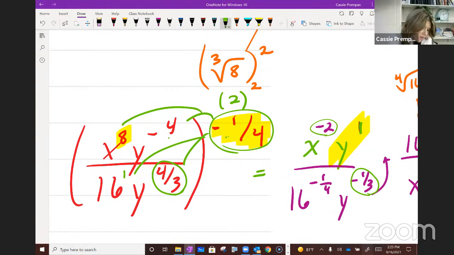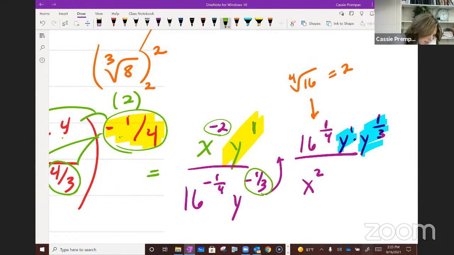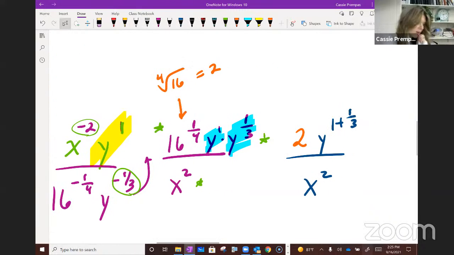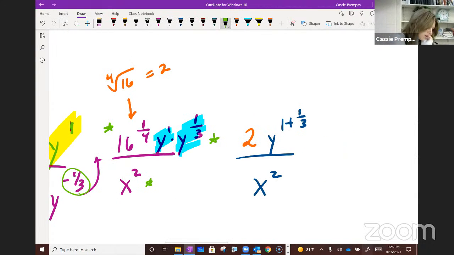Then I have to make all the negative exponents positive. So I'm going to bring x to the -2 down here. I'm going to bring y to the -1/3 up here. 16 to the -1/4, I need to bring that up here. And then I can simplify. 16 to the 1/4 is the same as the fourth root of 16, which is 2. When multiplying two numbers with the same base, you add the exponents, so that'll become y to the 1 plus 1/3. Then I need a common denominator here, so I'll multiply this by 3/3. And that gives me 2y to the 4/3 all over x squared.